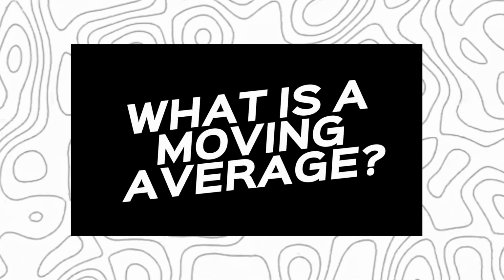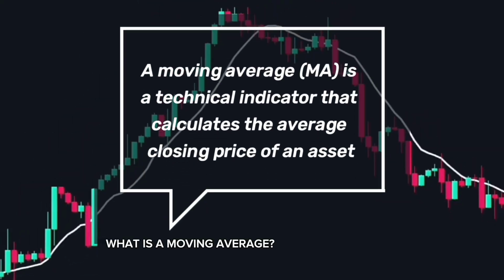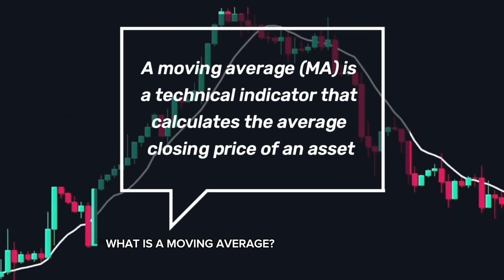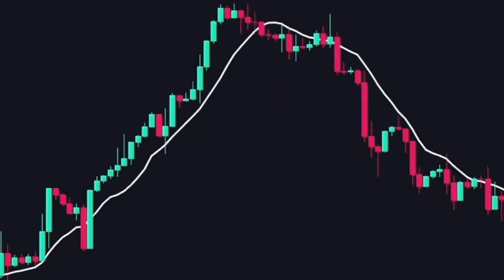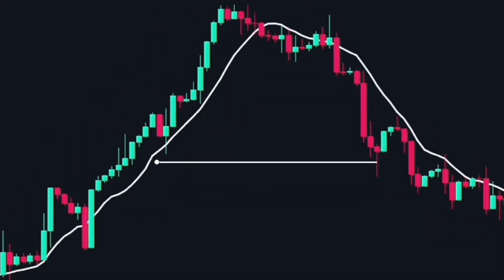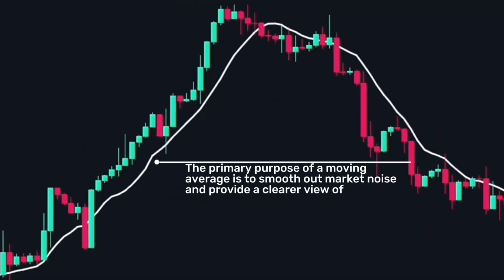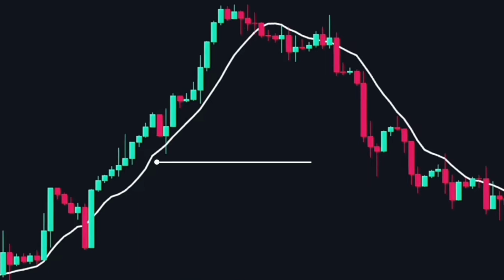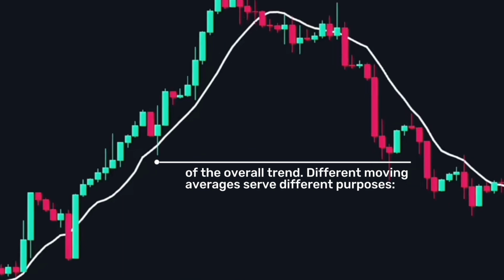What is a moving average? A moving average, MA, is a technical indicator that calculates the average closing price of an asset over a specific period. For example, a 10-period moving average calculates the average closing price of the last 10 candles. The primary purpose of a moving average is to smooth out market noise and provide a clearer view of the overall trend. Different moving averages serve different purposes.